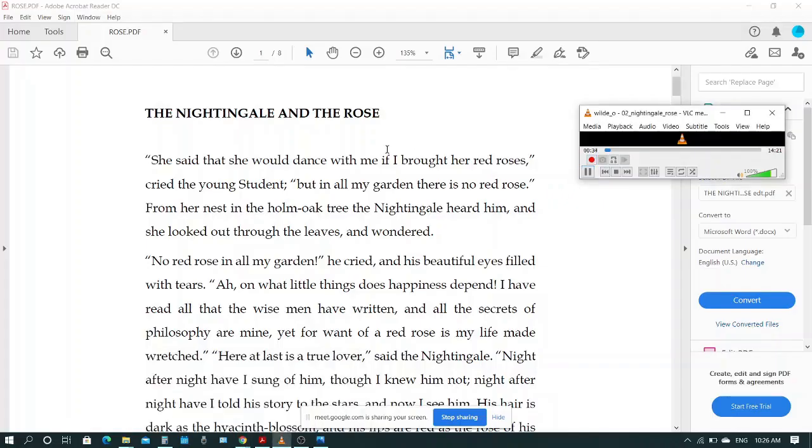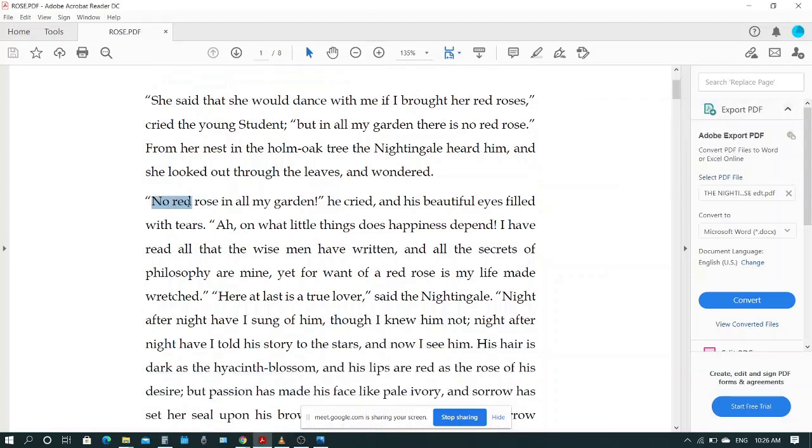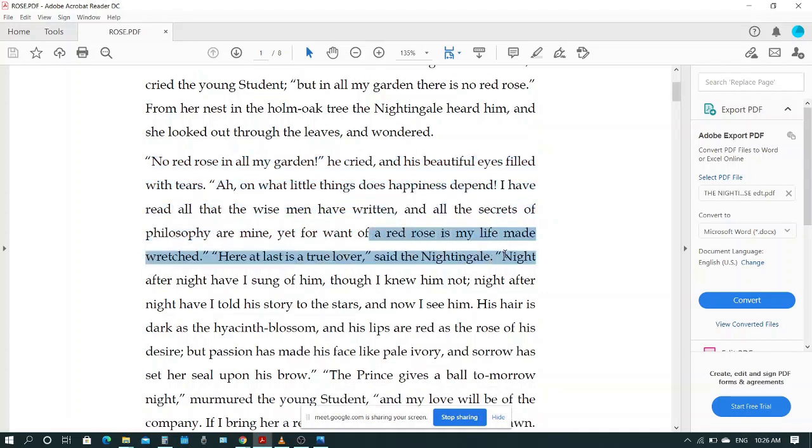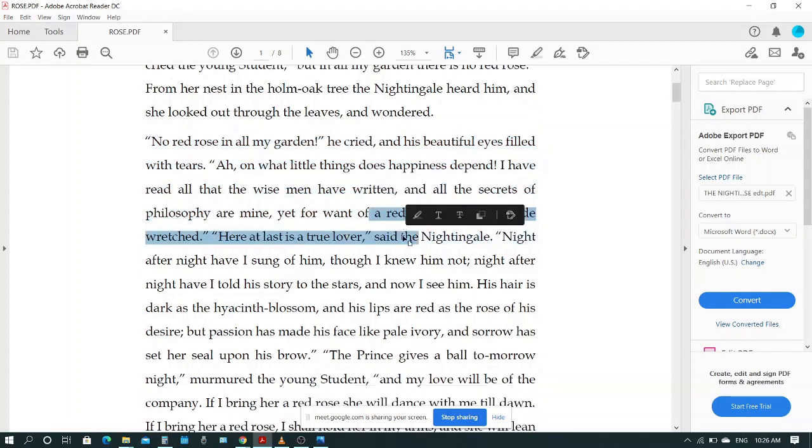Rose. From her nest in the home oak tree, the nightingale heard him, and she looked out through the leaves and wondered. "No red rose in all my garden," he cried, and his beautiful eyes filled with tears. "Ah, on what little things does happiness depend! I have read all that the wise men have written, and all the secrets of philosophy are mine. Yet for want of a red rose is my life made wretched."